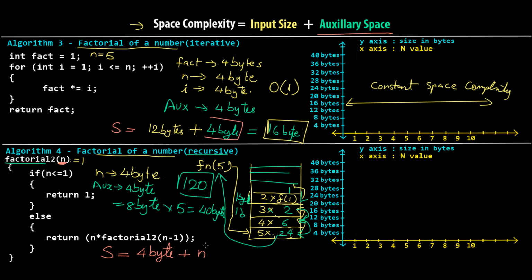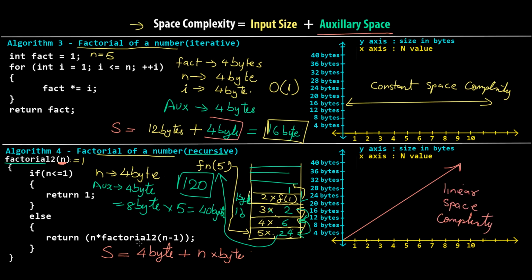The auxiliary space is increasing, which is directly proportional to the number that we are passing. So if you are passing 5, we are getting 5 recursive calls. If you are passing 6, we are going to get 6 recursive calls. And then this is going to be n into the bytes required for one function call. So you can see that this can be said to be a linear space complexity.